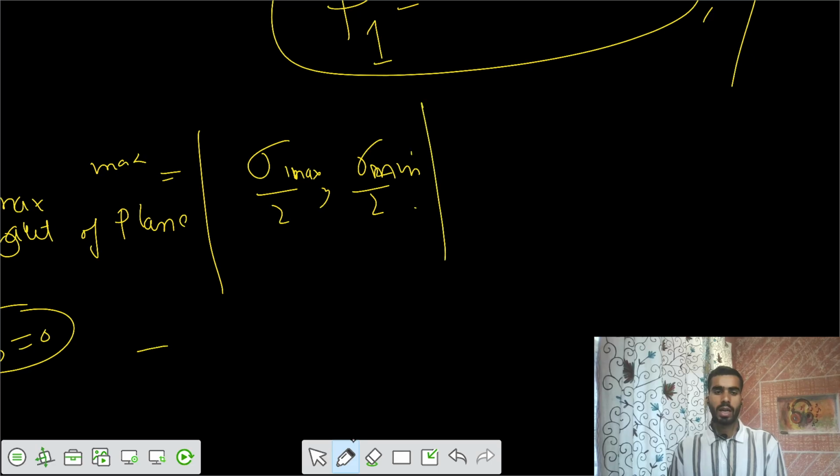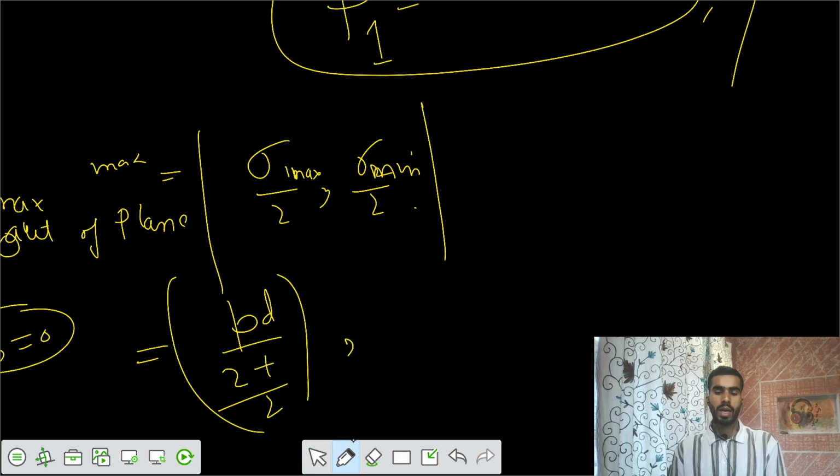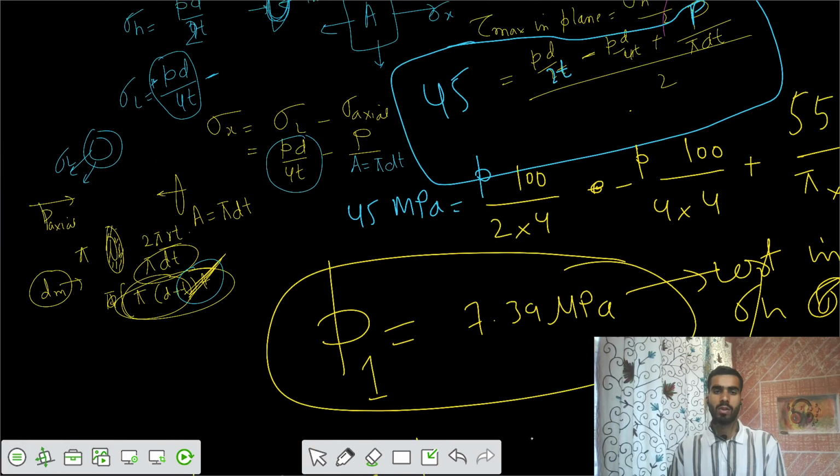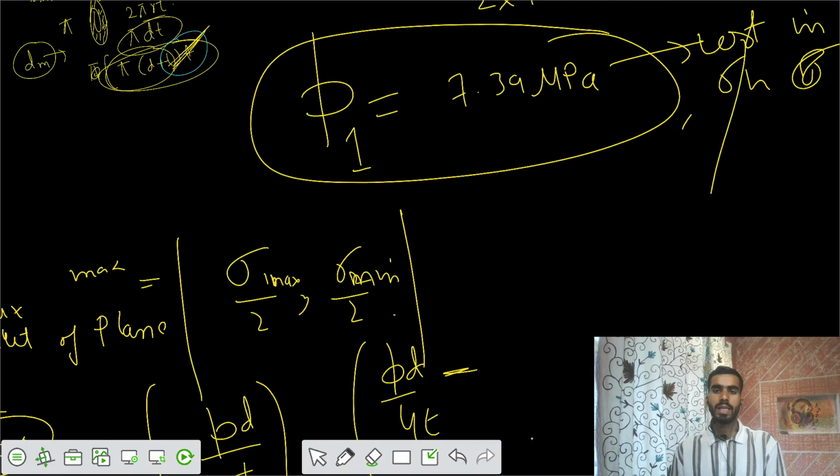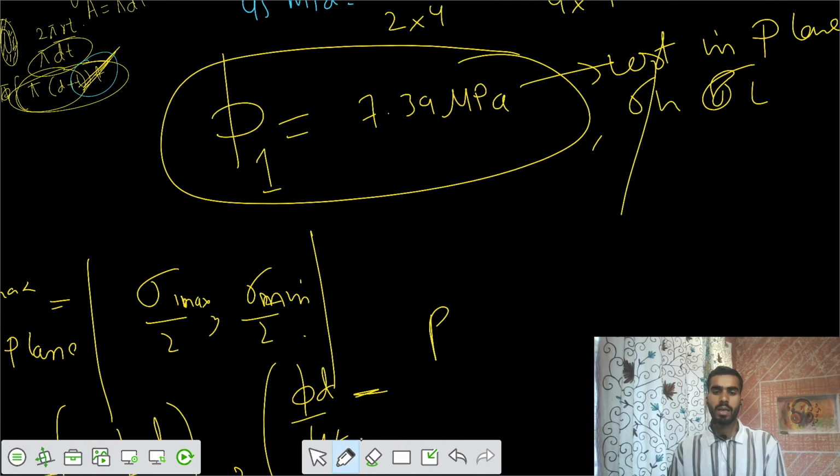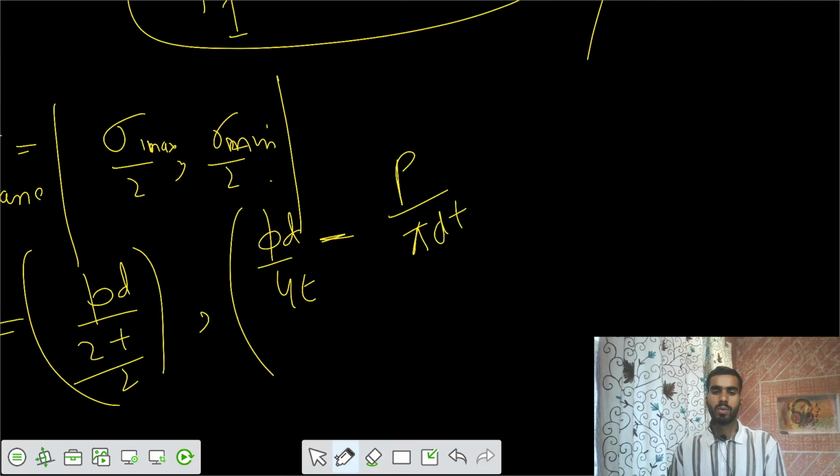So accordingly I would write PD by 2T divided by 2, and the second one is PD by 4T minus P by pi dt, divided by 2. So you can have these two.